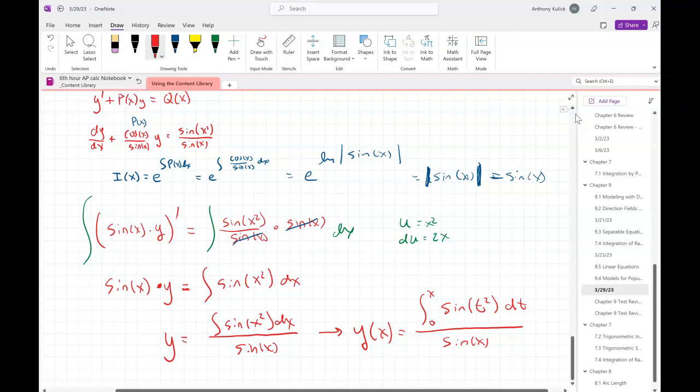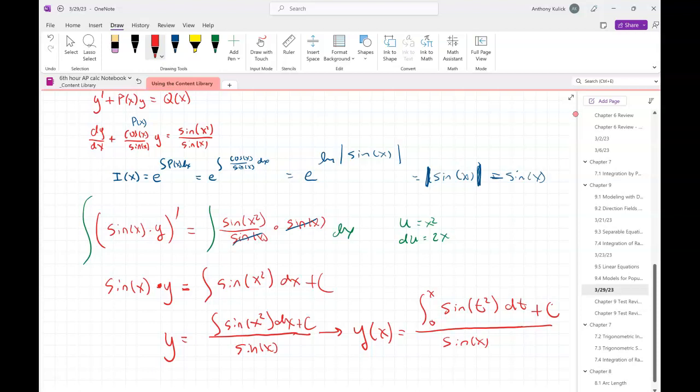Shoot. I think I need to write a plus c here still. Even though I didn't finish doing that integral, I think I still have to put it in there. I'm pretty positive the back of the book's going to have a plus c at the end there. Okay.